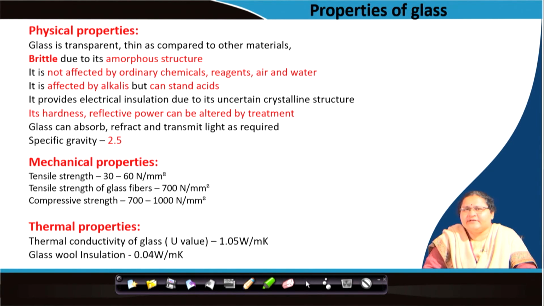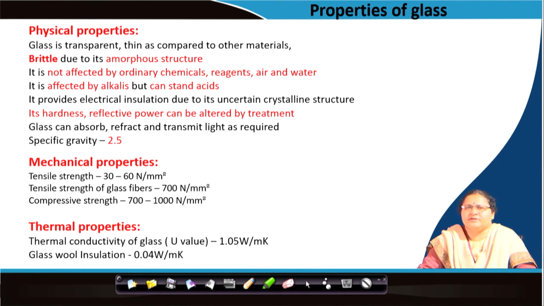Its specific gravity is 2.5. Coming to its mechanical properties, you see the tensile strength is 30 to 60 Newton per millimeter square. That of glass fiber is much higher, 700 Newton per millimeter square. Compressive strength is 700 to 1000 Newton per millimeter square. So, you can understand that yes, glass can have good mechanical properties.